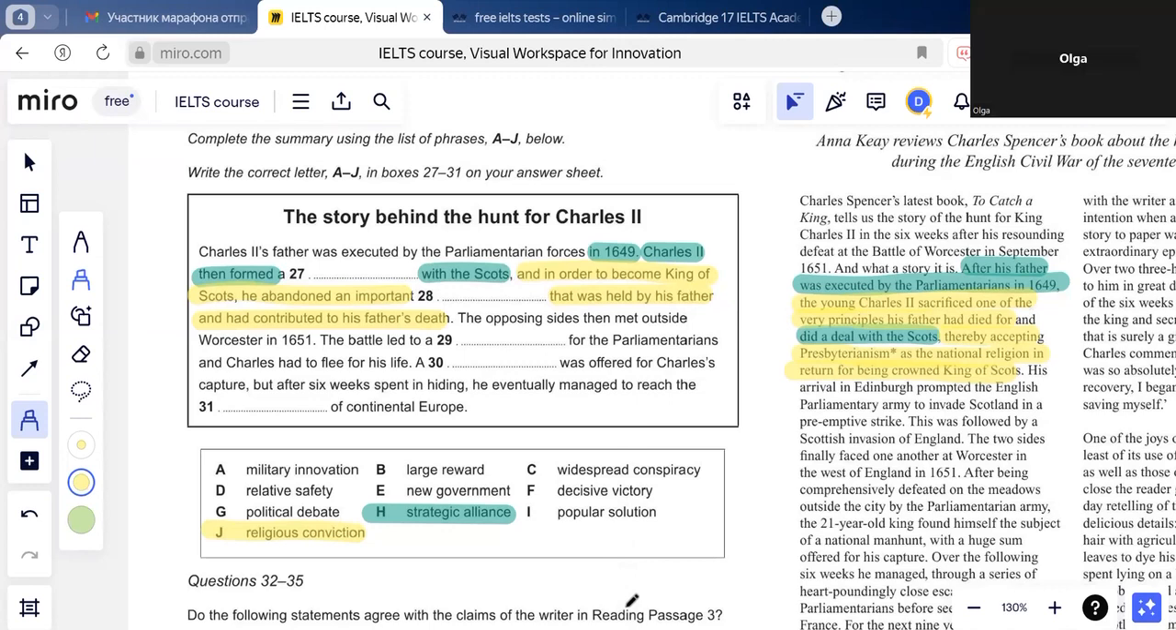About death his father had died for. Yeah, like the very principles his father had died for. Yes. The very, да, те самые. The very principles his father had died for. Okay, thank you. Okay, anybody questions?